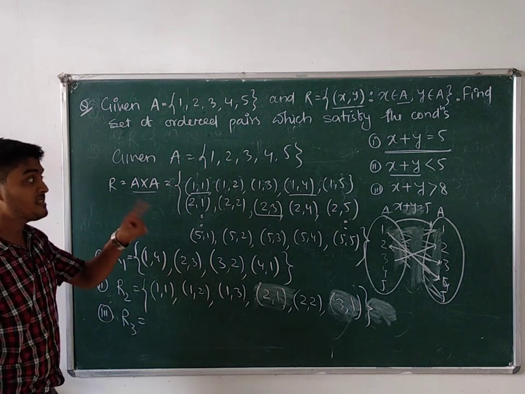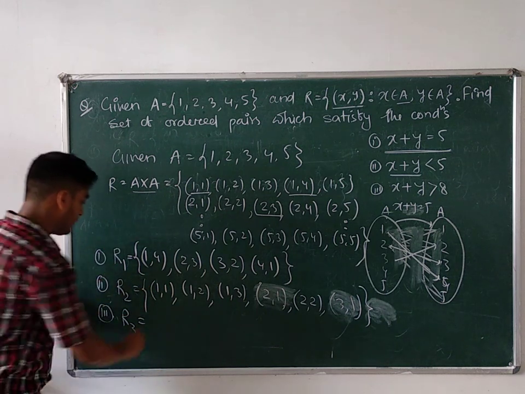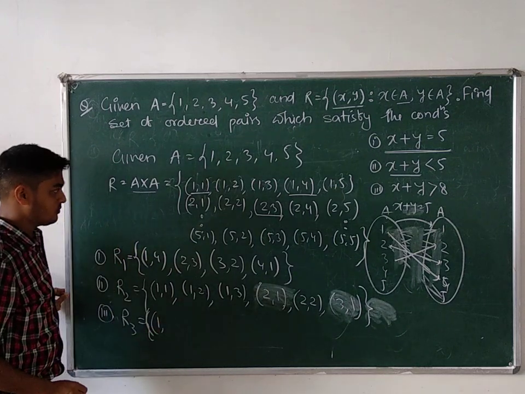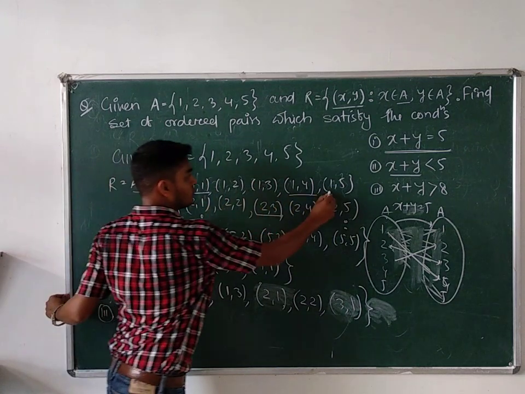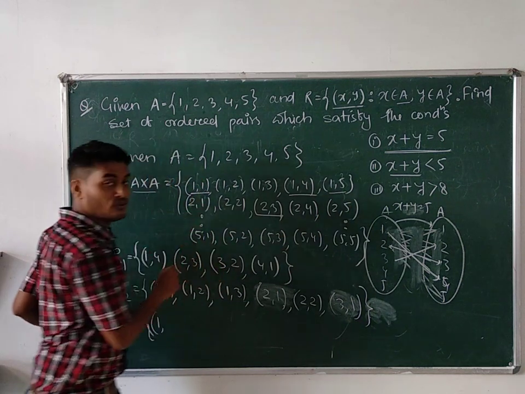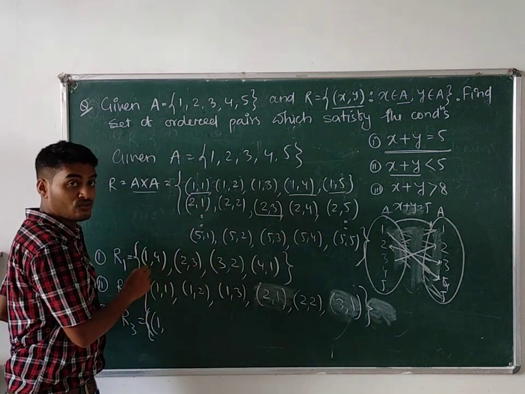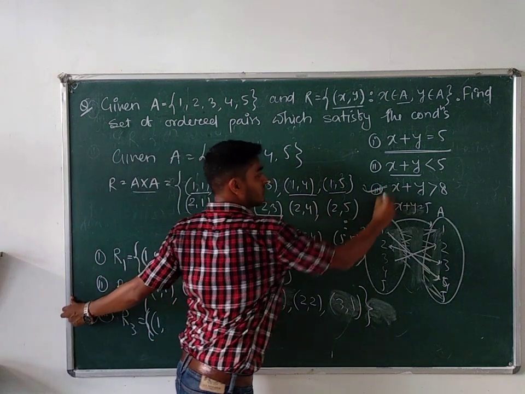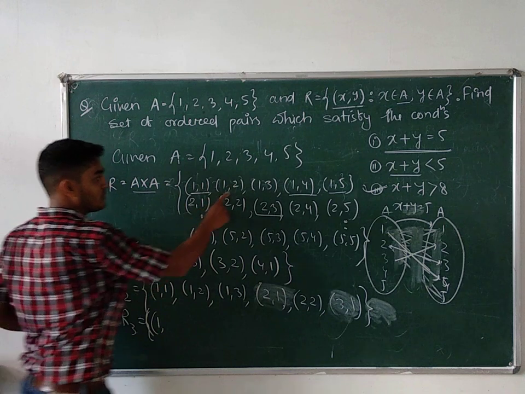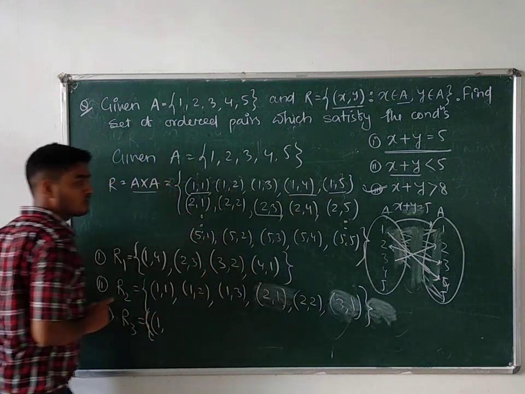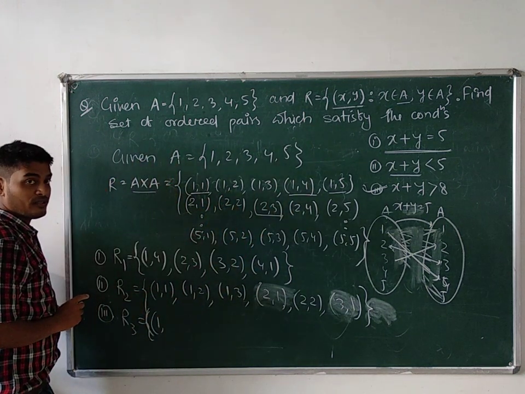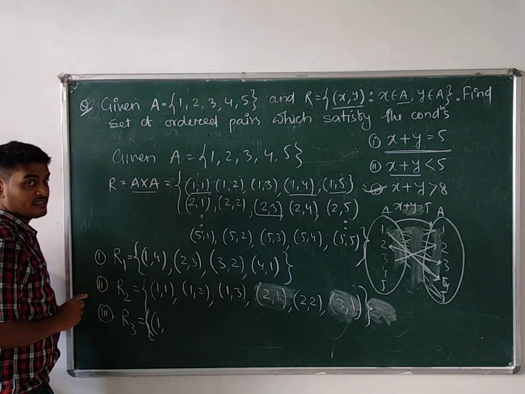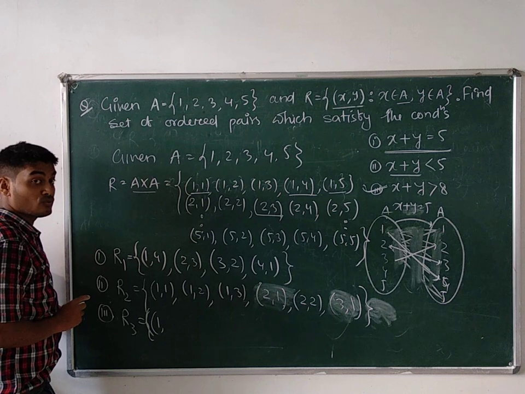What is the next one? Sum is greater than 8. So if I want to start with 1, can you consider (1, 5)? Can you consider (1, 1)? No, because 1 plus 1 equal to 2, which is less than 8. But you have to consider greater than 8, the third condition. Can you consider this one? No. (1, 5)? There is no ordered pair which will satisfy the condition x plus y greater than 8. Started with 1, there is no ordered pair.